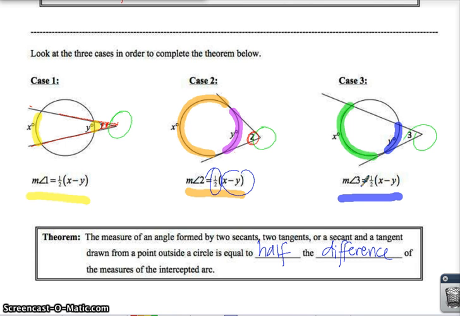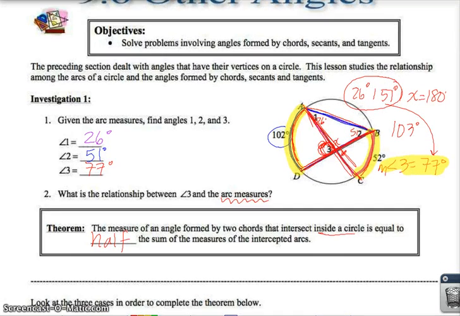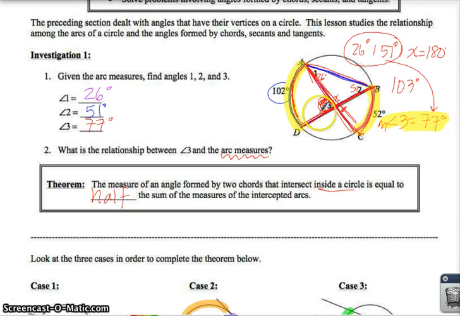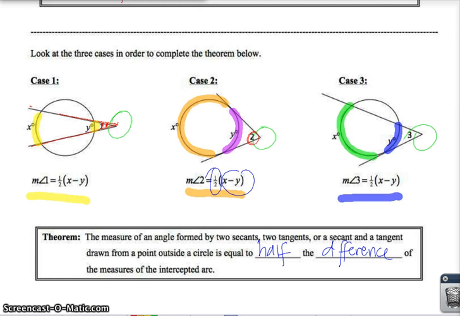So now you're going to try to use these two theorems for the back, right? Here we have this first theorem. It's talking about chords intersecting, and when they intersect, that measure is half the sum of the arc measures. And then down here, we're talking about two secants, two tangents, or a secant and a tangent intersecting, and the angle is on the outside of the circle, and it's half the difference.